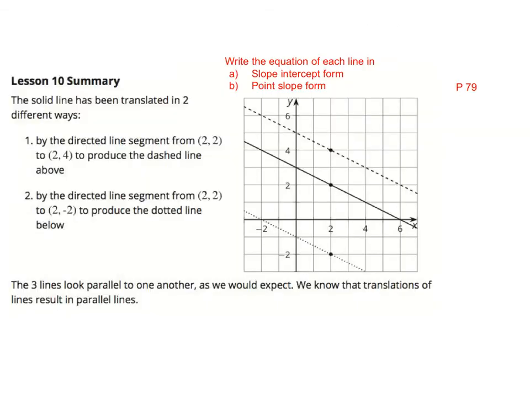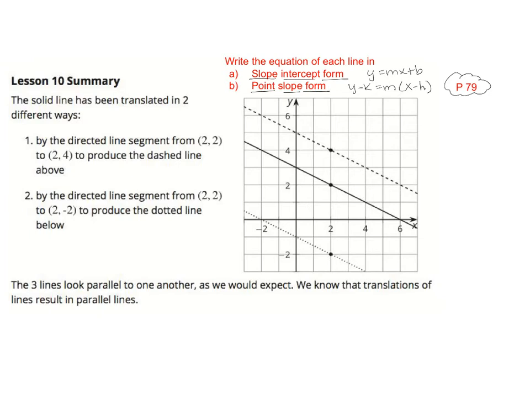The second to last thing I'd like to talk about is on page 79. If you could look at this graphic in the summary, for each one of these 3 lines, I'd like to write the equation of the line in slope-intercept form. That's my y equals mx plus b form. And I'd like to write it in point-slope form. That's my y minus k equals m times x minus h form. So let's take a look at each line and find out everything I need.